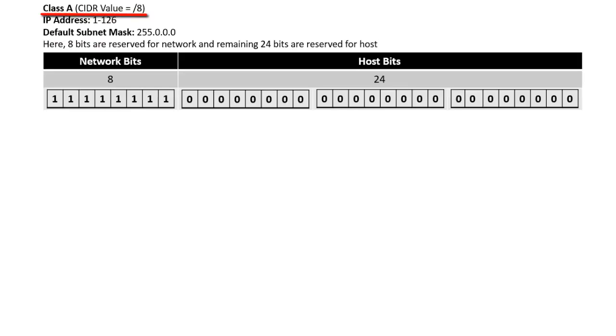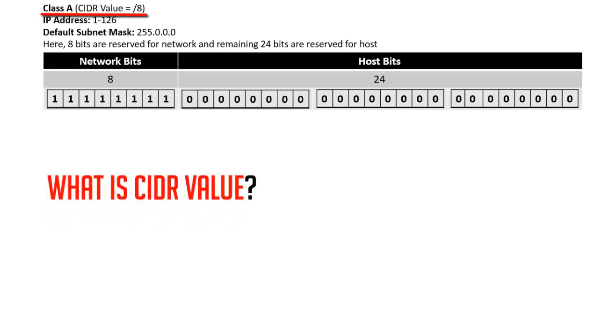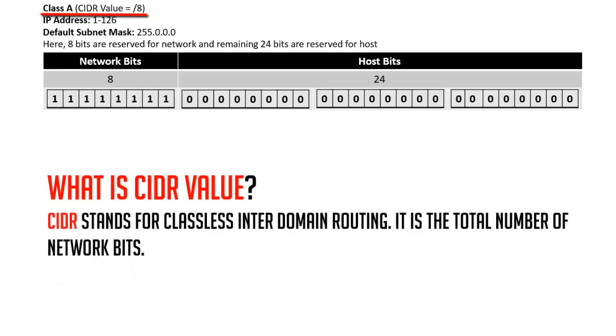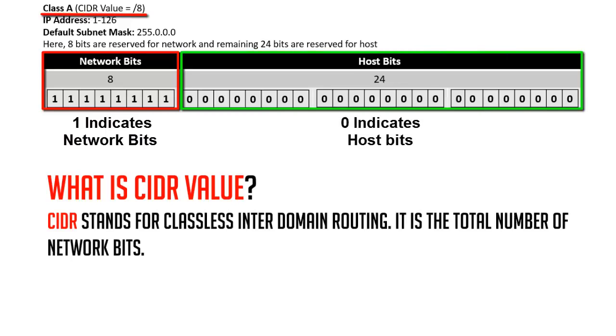Now, what does this CIDR value mean and why is the default CIDR value of class A IP address 8? CIDR stands for classless inter-domain routing. It is the total number of network bits. As you can see, in a class A IP address, there are 8 bits reserved for the network and the remaining bits are reserved for the host. So these 8 network bits are the CIDR value. That's why the default CIDR value of class A IP address is 8.